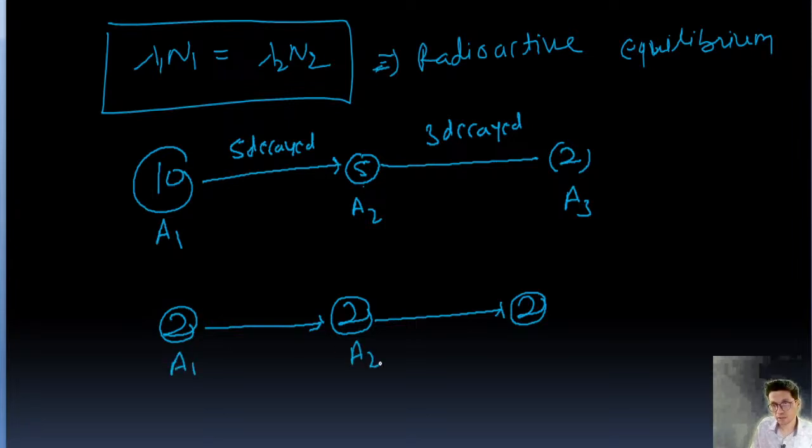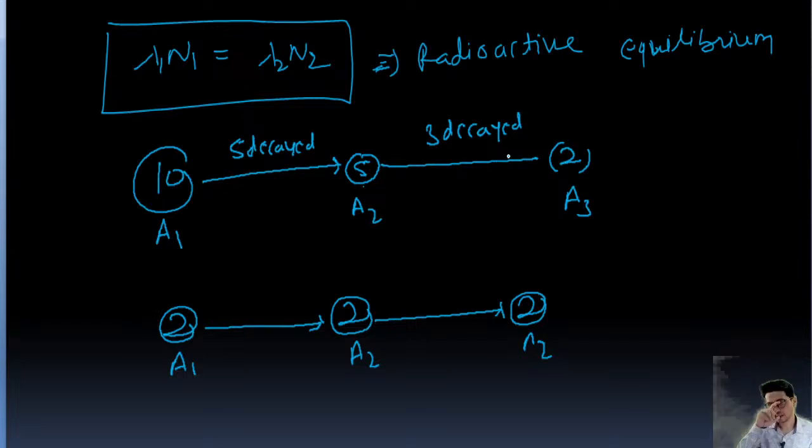A1, A2, A3. Okay, 2 got decayed, so we've got 2 here, right? 2 got decayed, the production is 2. Similarly, 5 got decayed, right? Production is 5, and 3 got decayed, production is 2.